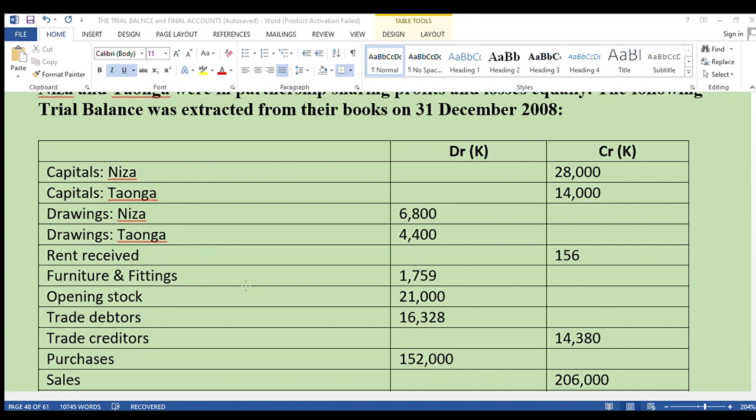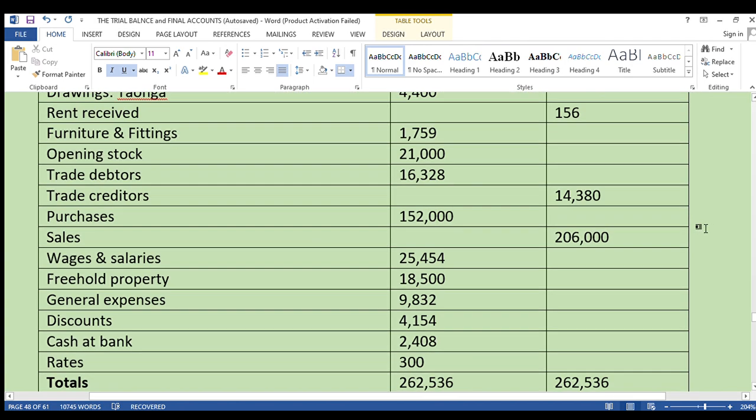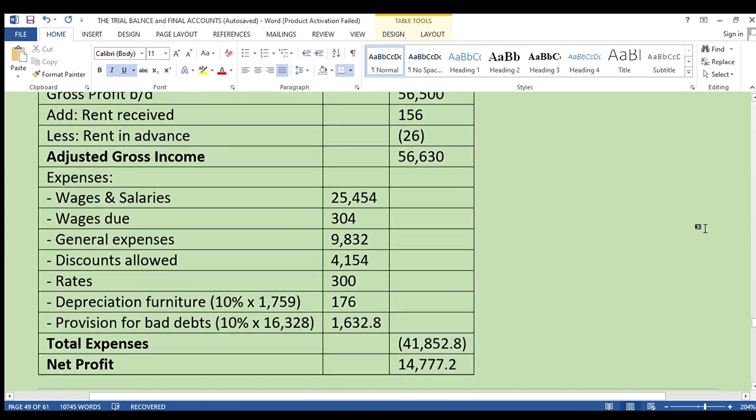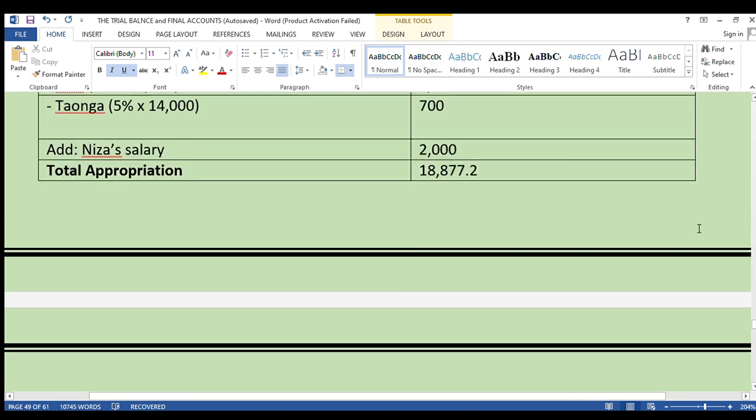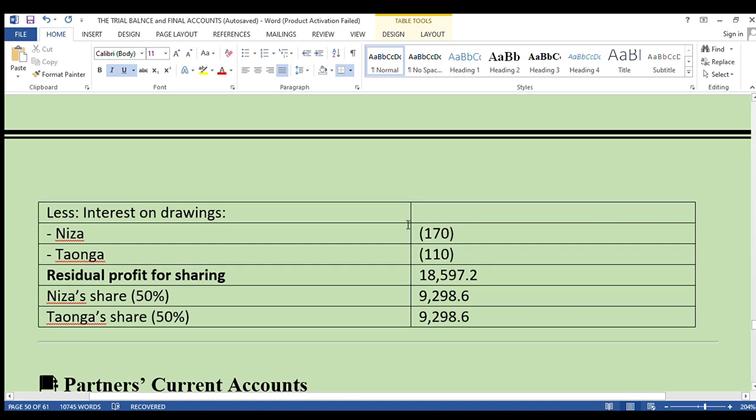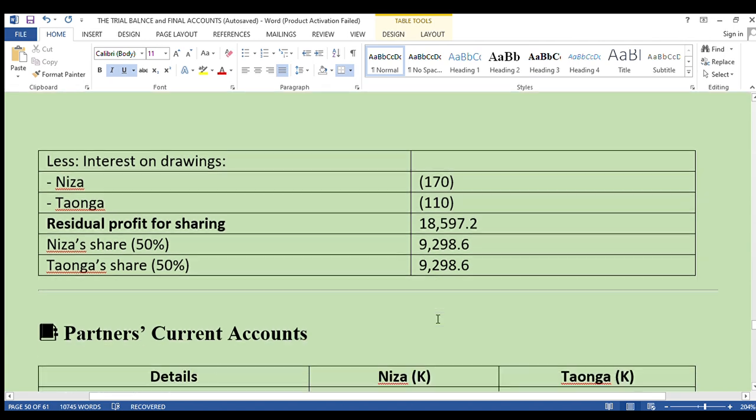You can do this on a calculator. Okay, then you multiply it with the profit. In this case, not the profit, but the residual profit, 18,000. So this is NISA's share divided by the total times 18,000. Okay, so those are the different ways to share the profit.